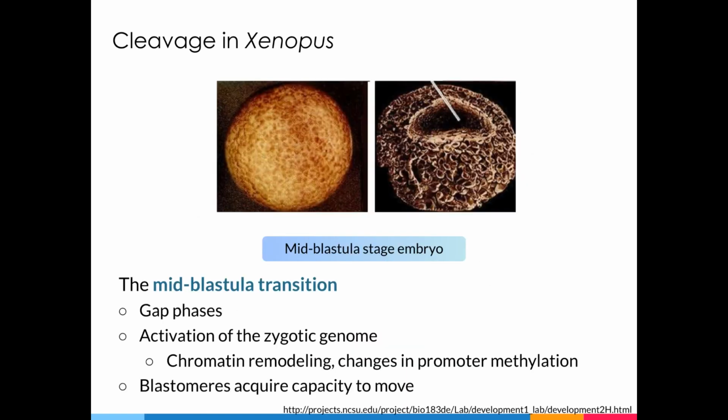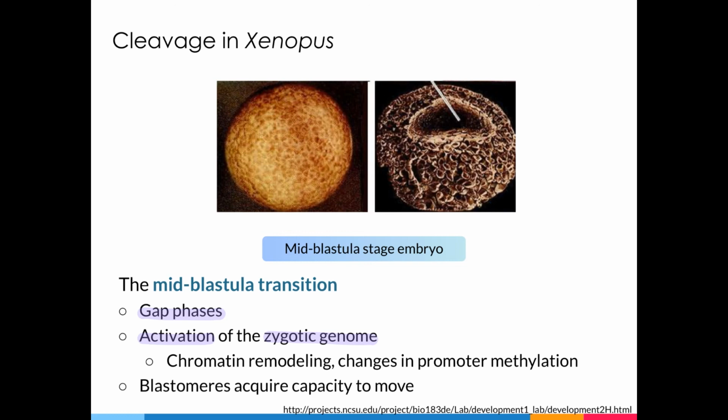As in other organisms, the mid-blastula transition in amphibians involves a decrease in the frequency of cell division, which results from the acquisition of gap phases in the cell cycle. Additionally, recall that at this stage, the genome of the zygote begins to be expressed, and that's achieved both via chromatin modifications and the demethylation of promoters, so the demethylation of DNA. This switch to zygotic gene expression involves the binding of maternally inherited transcription factors to the promoters of zygotic genes.